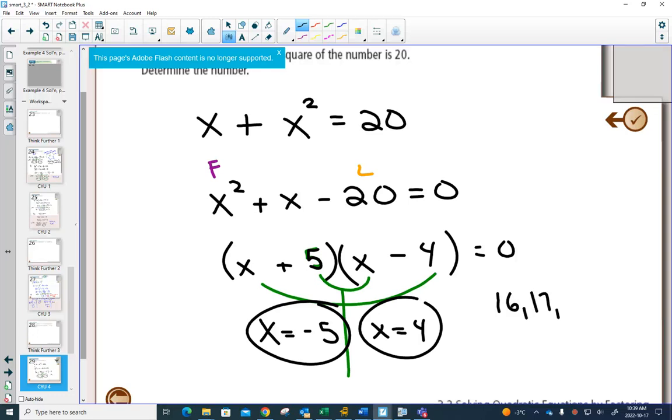16, 17, 19, and 20. And we can start working on the previous ones now in the last 10 minutes.